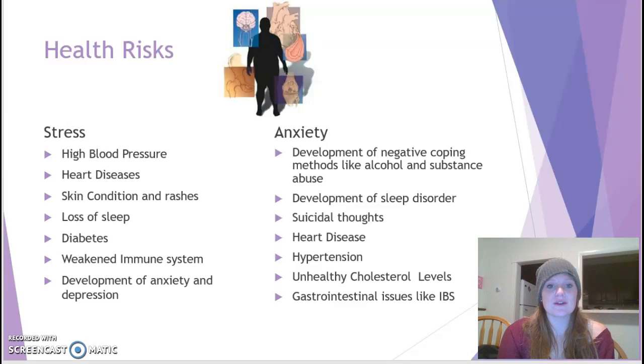Some health risks associated with stress and anxiety disorders are high blood pressure, heart disease, skin conditions, loss of appetite, loss of sleep, diabetes, a weak immune system, and development of full-blown anxiety and depression. With anxiety, you've got negative coping methods like alcoholism and substance abuse, and development of sleeping disorders like sleep apnea, and then suicidal thoughts, heart disease, hypertension, unhealthy cholesterol levels, and gastrointestinal issues like irritable bowel syndrome.